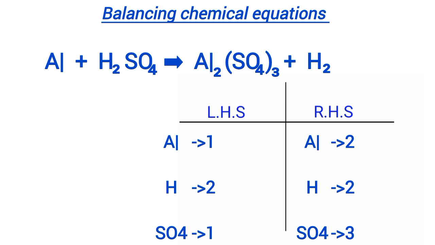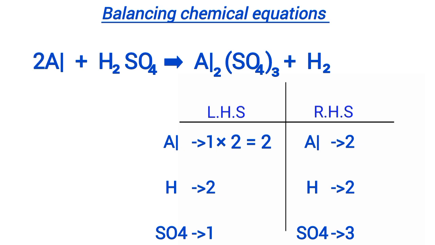In this case, we want to start with the aluminium. On the left hand side of the equation, we have 1 aluminium. On the right hand side of the equation, we have 2 aluminium. What we want to do is to make sure we also have 2 aluminium on the left hand side of the equation. Now, what do we multiply by 1 to get 2? If we multiply 1 by 2, then that gives us 2. So we are going to place 2 here.